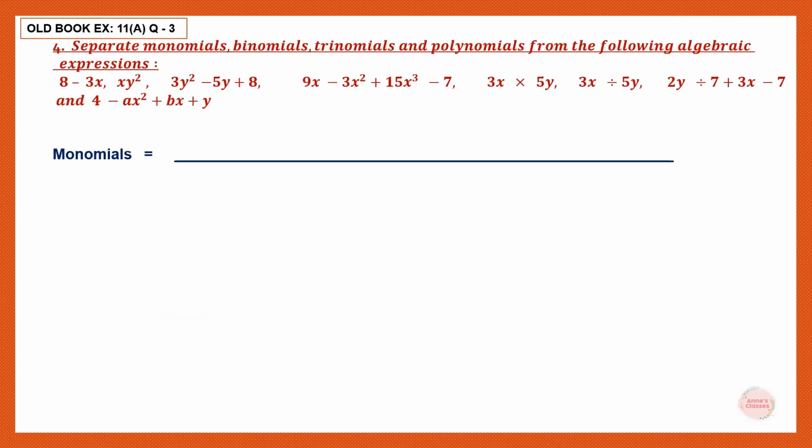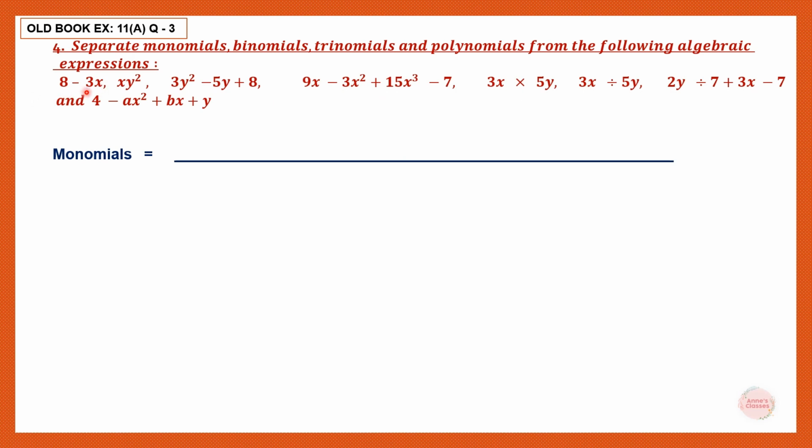Question 3. Separate monomials, binomials, trinomials and polynomials from the following algebraic expressions. So we just answered a question on counting the number of terms. Now suppose an expression has only one term, it's called a monomial. If it has 2 terms, it's called a binomial. If it has 3 terms, trinomial. Now if it has more than one term, it can also be called a polynomial. So let's pick out all the monomials, binomials and the rest from this.